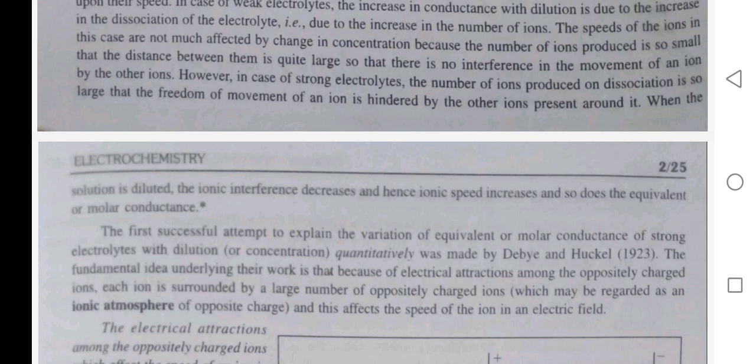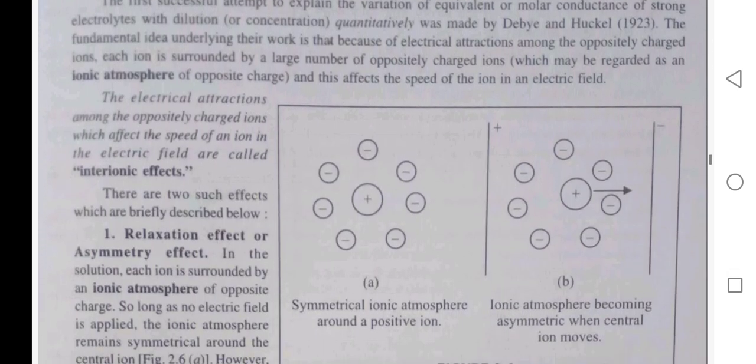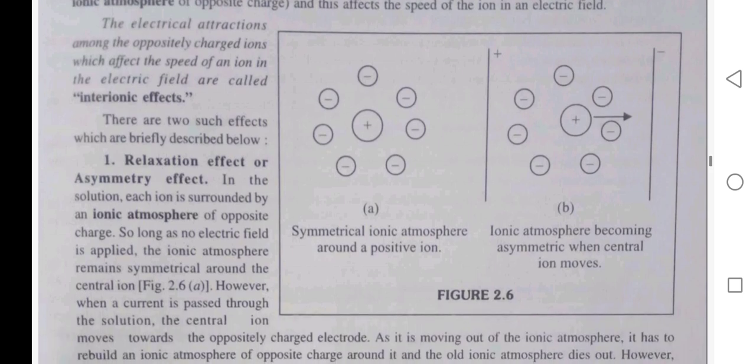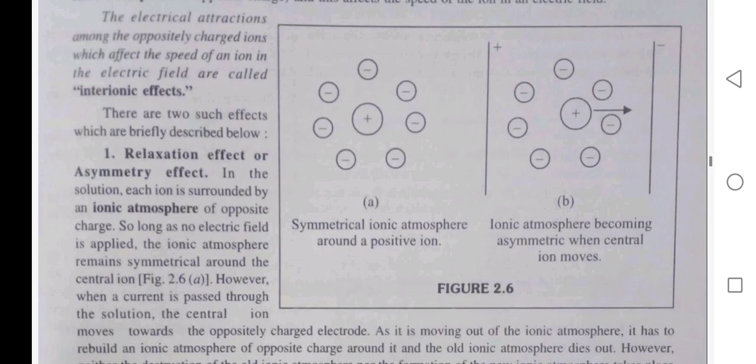The fundamental idea underlying their work is that because of electrical attraction among the oppositely charged ions, each ion is surrounded by a large number of oppositely charged ions, which may be regarded as an ionic atmosphere of opposite charge, and this affects the motion of ions in an electric field. The electrical attractions among the oppositely charged ions which affect the motion of ions in the electric field are called interionic effects. There are two such effects which are briefly described below: relaxation effect or asymmetric effect.